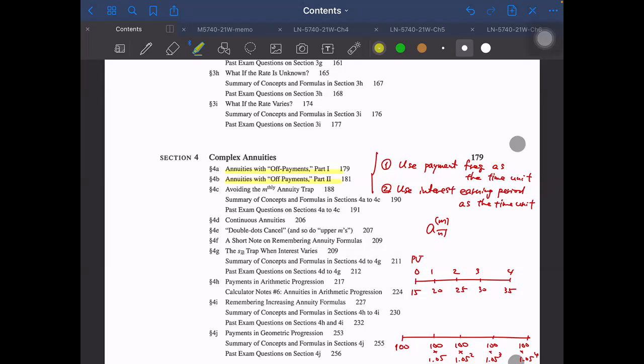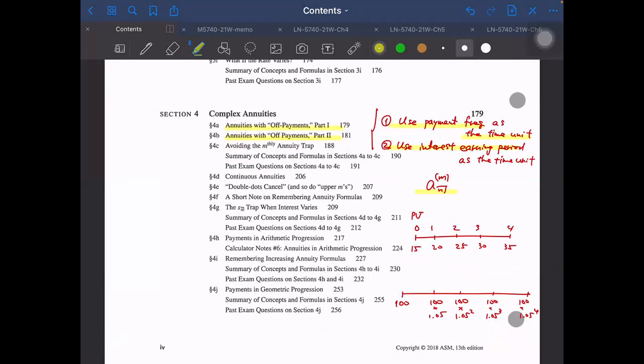And we have two strategies. One is to use the payment frequency as the time unit to calculate everything. This is usually the best way to calculate it. The second way is to use the interest earning period as the time unit, so we need some tricks. For the case that we have less frequent payment than the interest earning period, we have to use the ratio of the two annuity formulas. On the other hand, if the payment frequency is higher than the interest earning period, then we have to use some technique, using the annuity symbol with a right triangle n, superscript m.